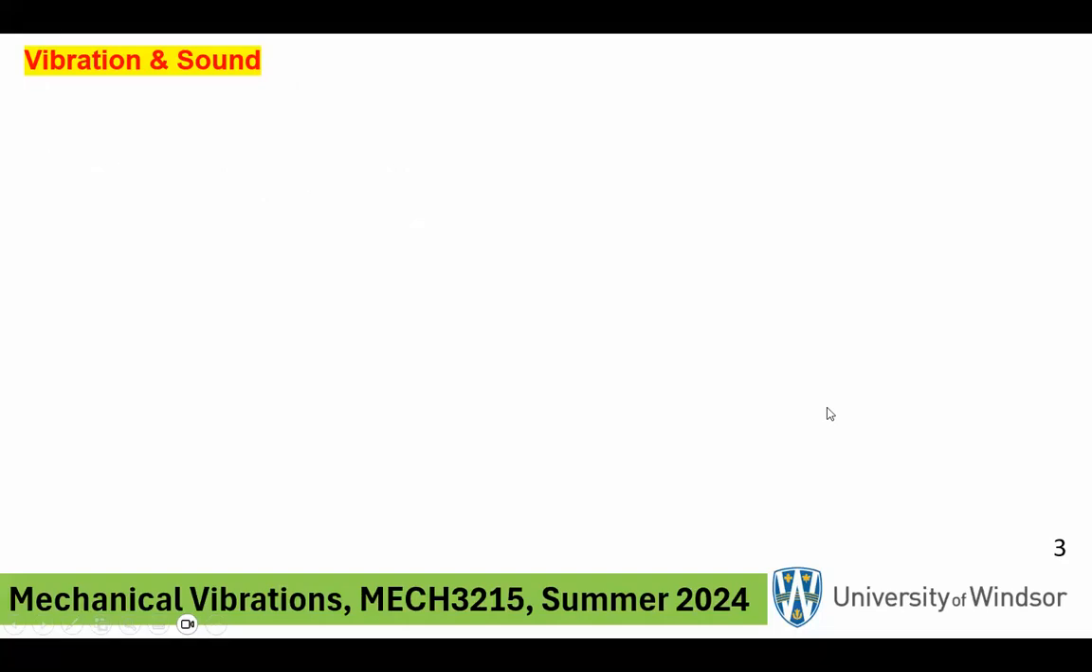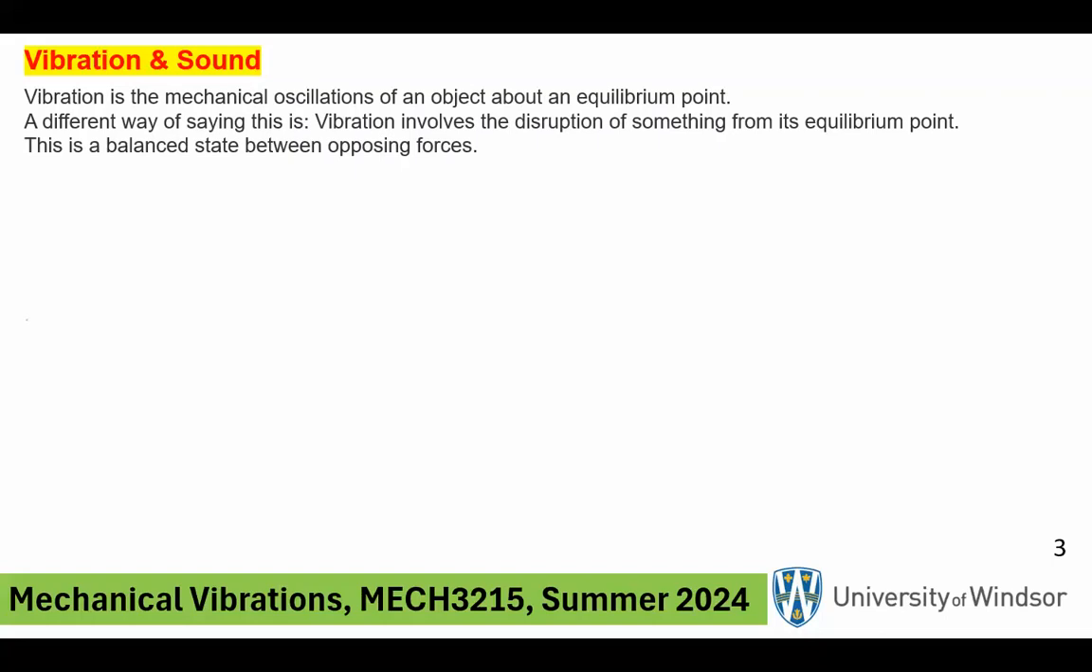Now, vibration and sound are closely related. Basically, a sound is the vibration of a source which is transmitted through the air molecules into a target. So essentially, vibration is the disruption of something from its equilibrium point, as you'll see in a minute. Now, what I said doesn't seem to be obvious initially, but you'll see what I mean by this disruption that I'm talking about.